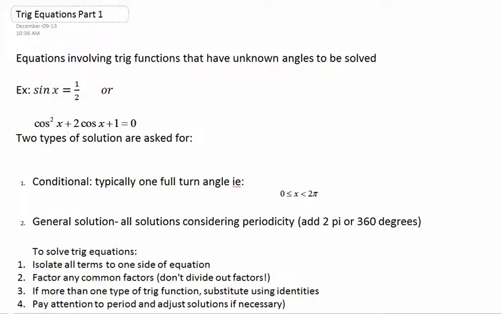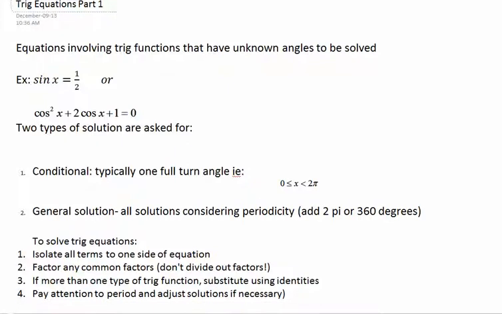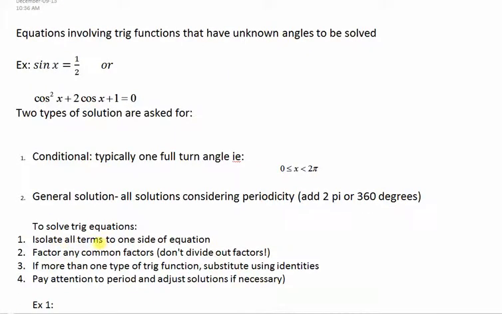There are a few steps to solving trig equations. First up, you need to isolate all the terms to one side of the equation, then factor any common terms, or common factors if there are any. Don't divide out factors though. I'll show what can happen when you do this.